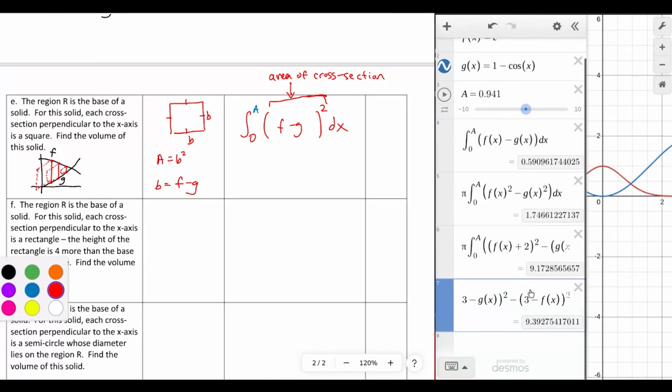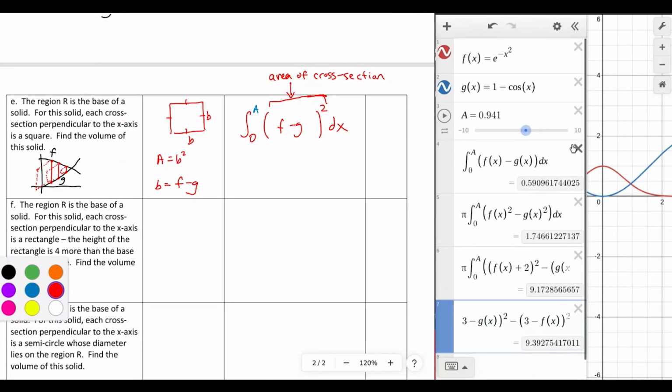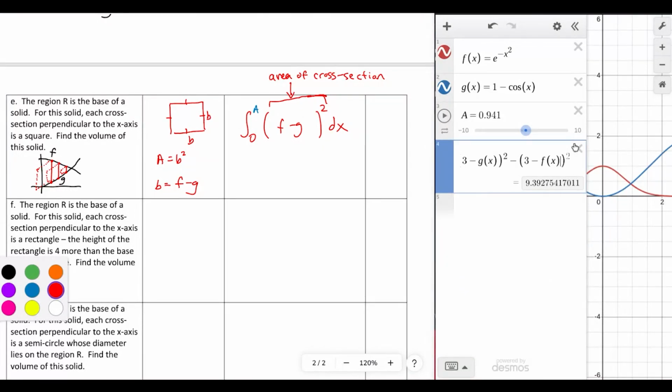And so, of course, we can type this into Desmos. Maybe I can delete some of these other ones, just give myself a little bit more space here. Integral from 0 to a of f. Will it let me do f minus g? I don't think it will. No, it's got to be f of x, g of x. Okay, so we get 0.461. Any questions about that one?